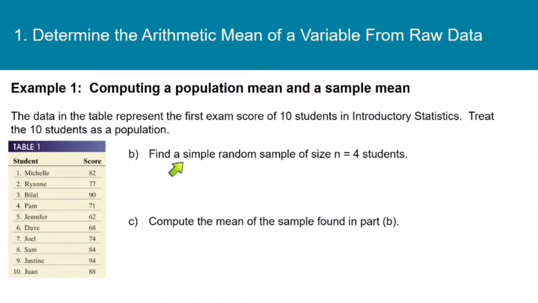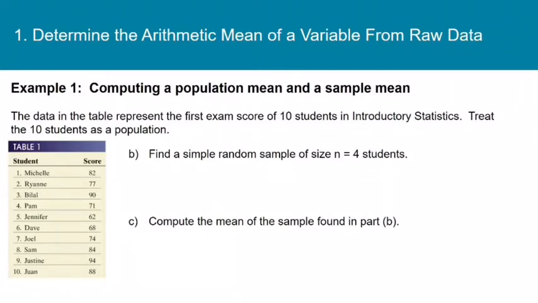Now let's look at part B. This says find a simple random sample of size n equals 4 students. Now I don't know if you've got your random number table handy. I know I don't have mine handy, but we need to get a sample of 4 students. What we could do is put all 10 numbers on a slip of paper and put the slips in a hat and draw the numbers out of a hat. That would be one way to do it.